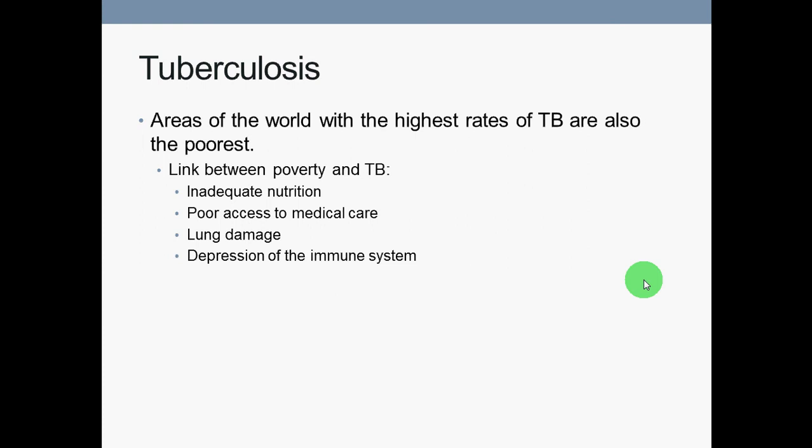Now this again is because we think that because there's so much latent infection going on, the real danger is in reactivation. And reactivation occurs when the immune system is suppressed. So things that are linked to poverty and also immune suppression are inadequate nutrition, poor access to medical care, and lung damage from other things like working in industrial settings, working around chemicals that can damage the lungs.